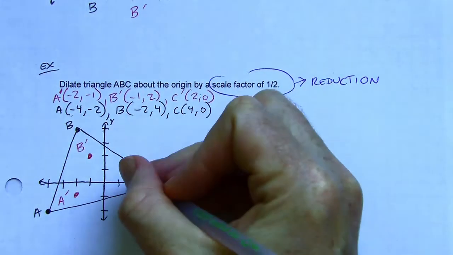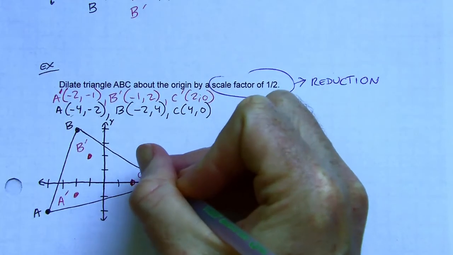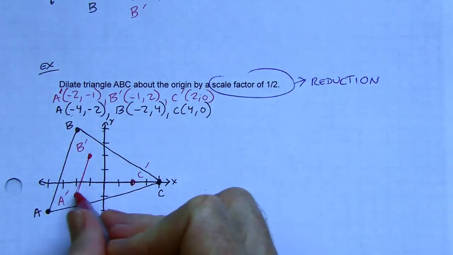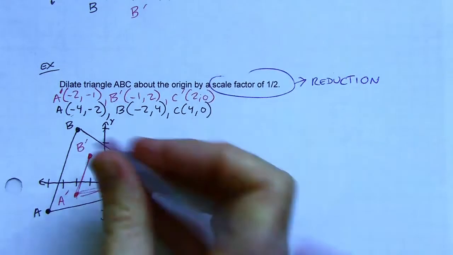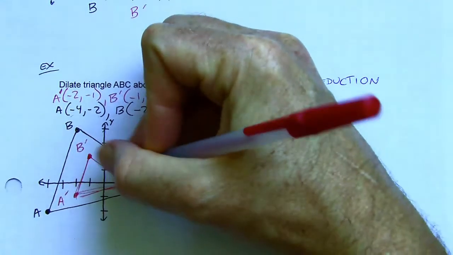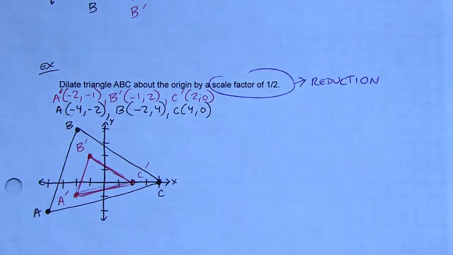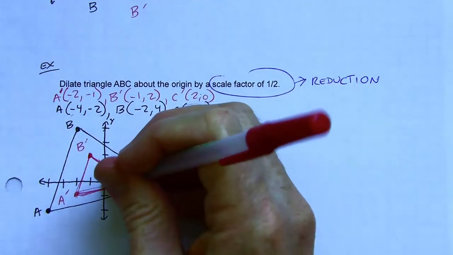C prime is 2, 0. Okay, and often you'd want to label what the coordinates of these points are. I'm not doing that here because I've already done it up at the top. But if you didn't do it at the top, you could put it in your diagram as well. Okay, so there we go. And the center of dilation here again was the origin.